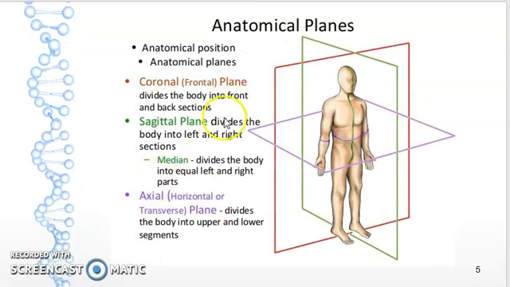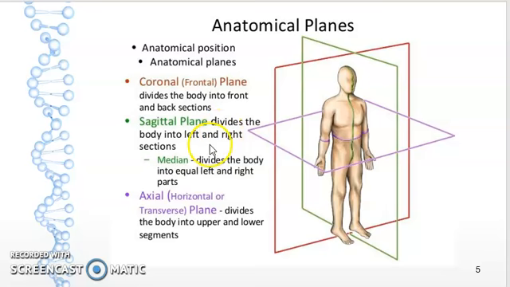Okay, then the anatomical planes. We have three planes basically, which tell about the anatomical position. These are the coronal plane, the sagittal or median plane, and the axial plane, or you can say the transverse plane. The coronal plane divides the body into the front and back side. As you can see, the red one here divides it into the anterior and posterior part.